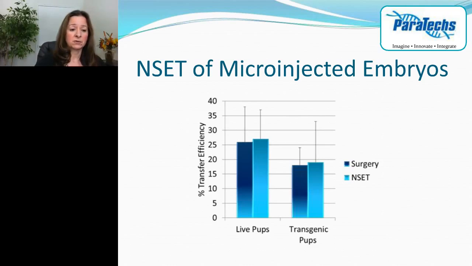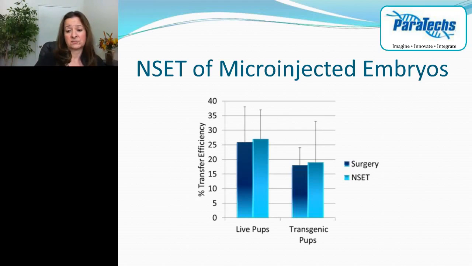Now this graph is a comparison of the transfer efficiency between embryos transferred by surgical and non-surgical methods after injection of a variety of different transgenes. In this case, 5 different transgenes were used. For surgical transfer, the microinjected embryos were transferred to the oviduct during oviduct surgery into 0.5 DPC pseudopregnant female mice.